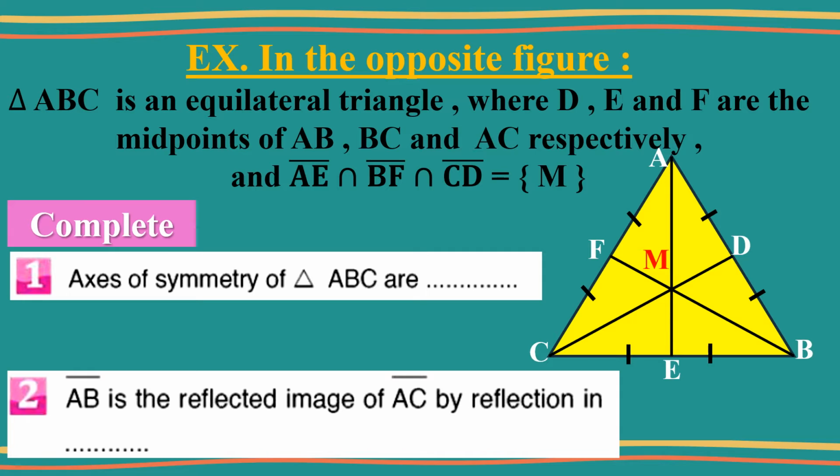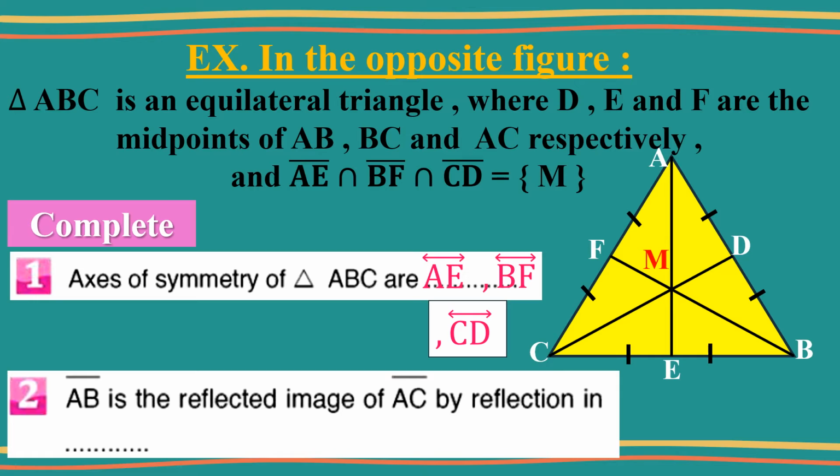Example: in the opposite figure, triangle ABC is an equilateral triangle where D, E and F are the midpoints of AB, BC, and AC respectively, and AE intersection with BF intersection with CD at M. Complete number 1. The axis of symmetry of this triangle: this is an equilateral triangle, so it has 3 axes of symmetry, and their names are AE, BF, and CD.